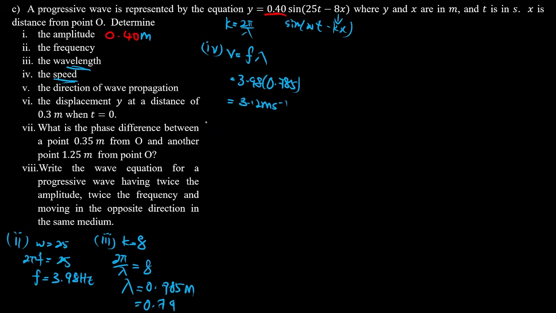So question number 5. The directions of the wave propagation. So where is the directions of wave propagation? So we refer to the sign of your k, which is negative value. So remember that for negative value is travel in positive x directions. Okay, it's a positive x directions, or you can answer it as to the right.